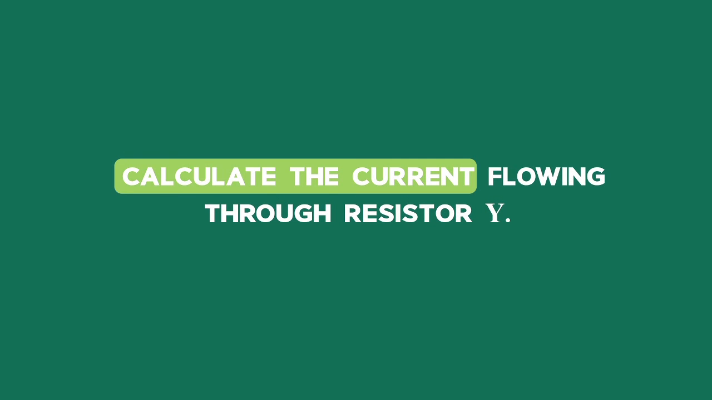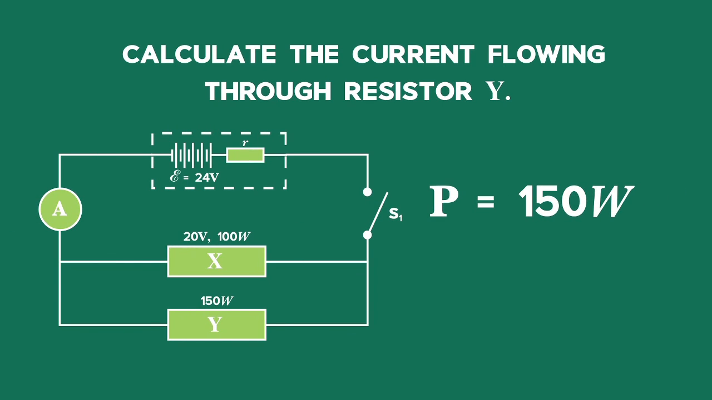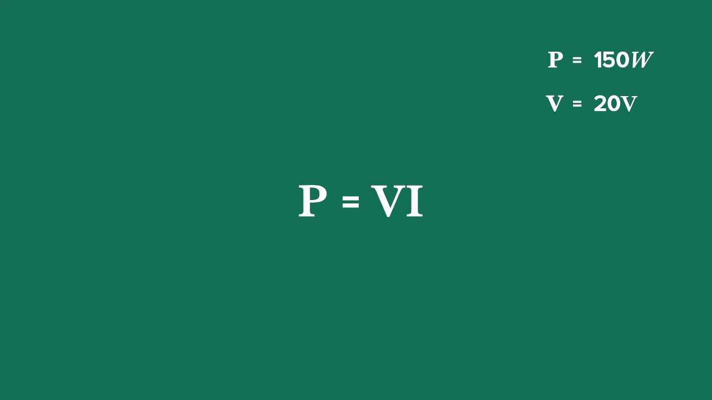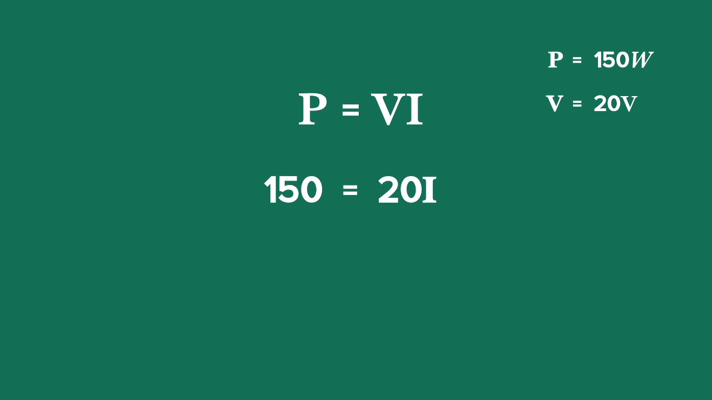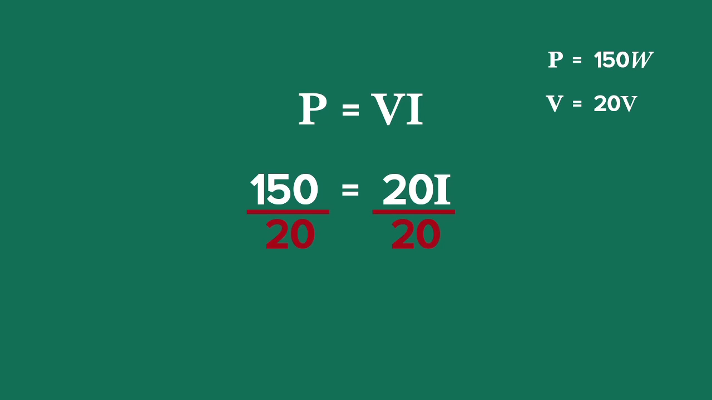The next question asks, calculate the current flowing through resistor Y. Here we have the power, 150 watts, and the potential difference of 20 volts. Thus, using the power equation P is equal to V times I. Substituting in, 150 is equal to 20 times I. Solving for the current, we get I is equal to 7,5 amps.